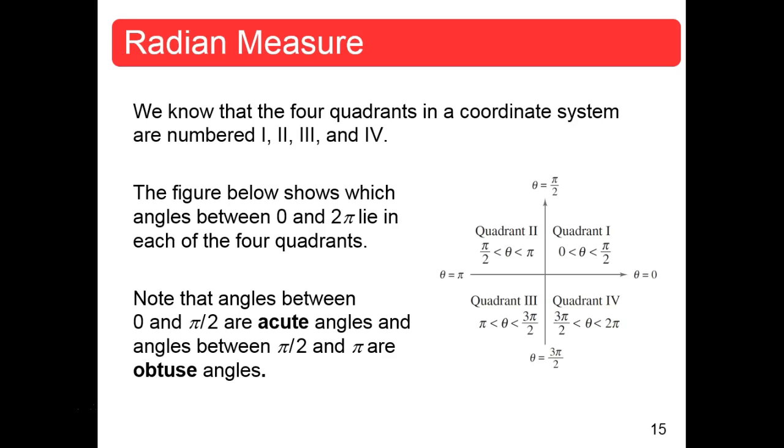Quadrant 2 is between pi halves and pi. Quadrant 3 is between pi and 3/2 pi. And quadrant 4 is between 3/2 pi and 2 pi. But 2 pi is coterminal with that 0, because it's one complete circle from 0. So this can either be called 2 pi, or it can be called theta equals 0. We usually, when we come in this way, call it 2 pi.